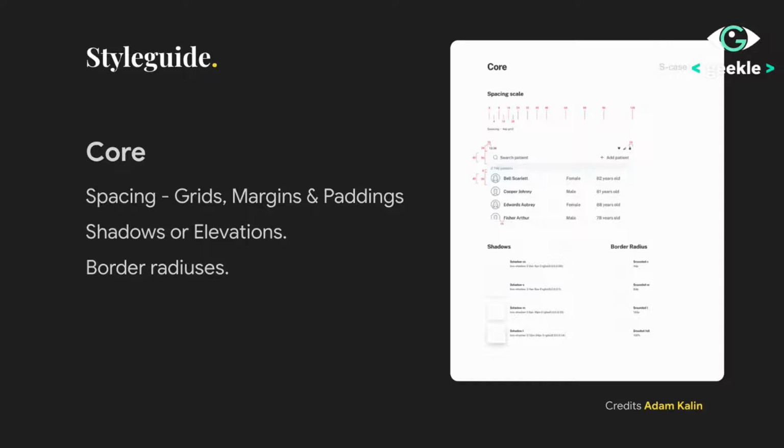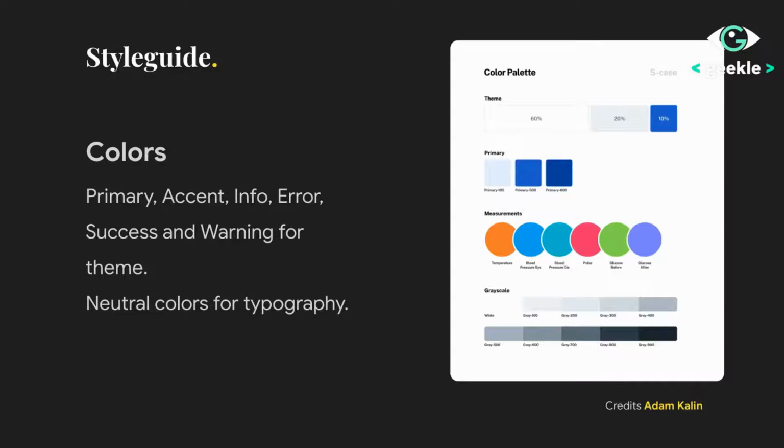And if we talk about style guide a little bit, the style guide consists of four or five things. The first thing, which is very important, is the core of it. That's called the way your spacing is defined, the way your grids, margin, and padding work, shadows and elevation. How much shadow and how much elevation is going to be on each individual block or element. Then you have border radiuses, that is how much curve you want and how much corner radius you need to have.